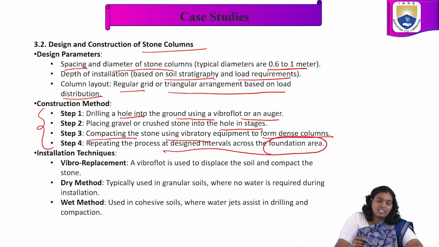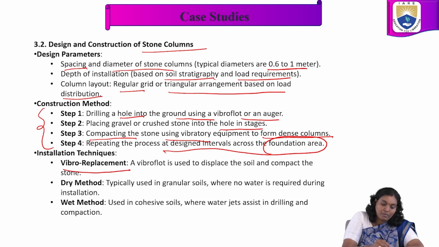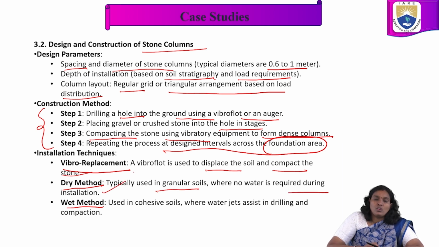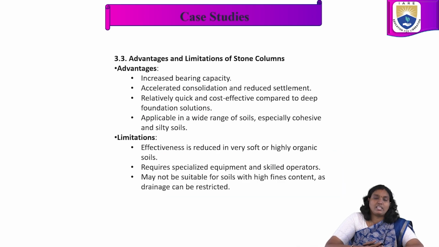So the installation techniques we are going to choose are vibro placement, the dry method and the wet method. Vibro placement is used to displace the soil and compact the stone. The dry method is typically used in granular soils where no water is required during the installation. The wet method is used in cohesive soils where a water jet assists in drilling and compaction. It depends upon the installation technique.